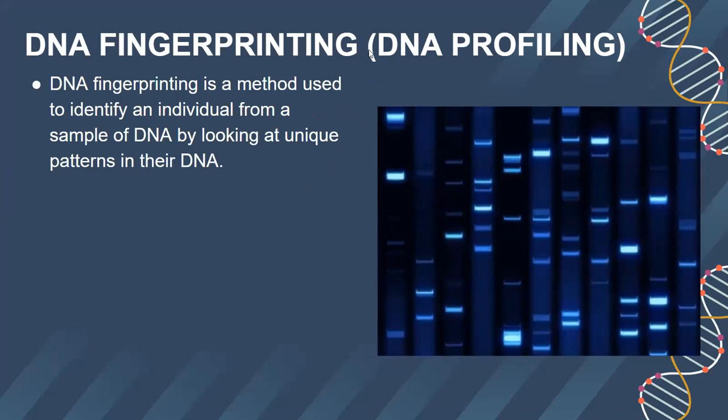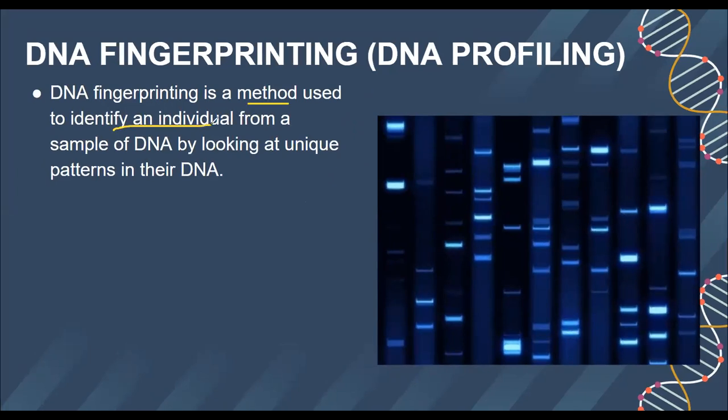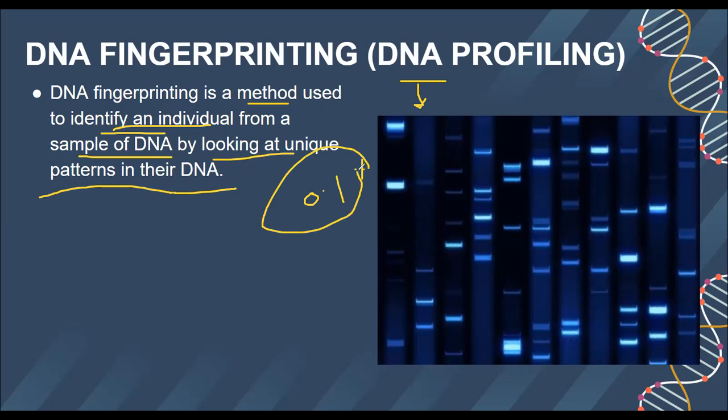So basically, it's a method wherein you can identify an individual. DNA fingerprinting is used in forensic sciences, in crime places, in parentage disputes. These are the places where DNA profiling is used, to identify an individual from a sample of DNA by looking at his or her unique patterns in their DNA. So we are looking only at that 0.1% uniqueness, which will be different from mine to yours, from yours to everyone on this planet Earth. So identification is done on that basis.